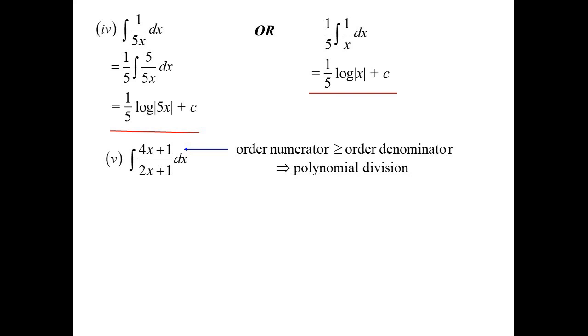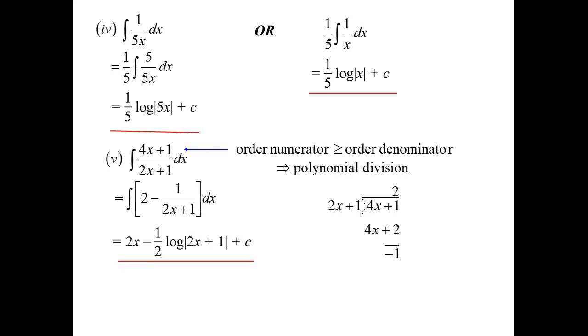So this one here, if you don't see it straight away, we could do our polynomial division. So 2x plus 1 into 4x plus 1 goes twice. We end up with a remainder of minus 1. So I can now rewrite that fraction as 2 minus 1 on 2x plus 1. And now we're okay. Because in that fraction, I can create the derivative on top now. I can get that 1 and turn it into 2. And the 2, of course, we can integrate. It'll be 2x. So we'll get 2x minus a half the log of the absolute value of 2x plus 1.